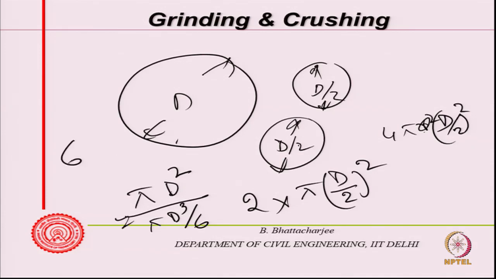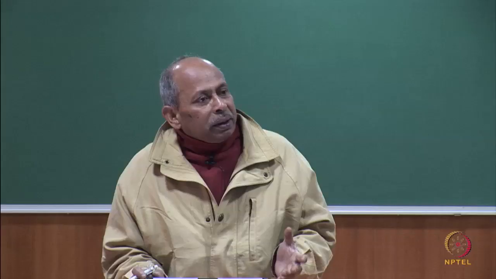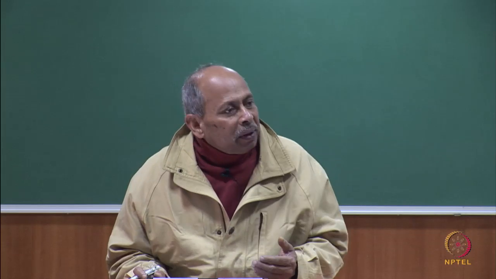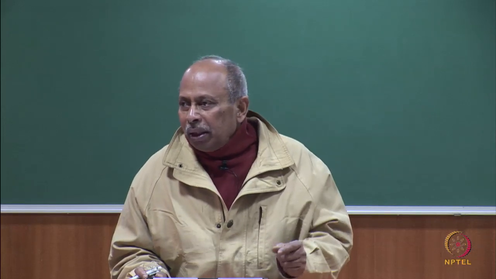So in this case it is 6 by d. If I calculate it out, I will get 6 into 2 divided by d by 2, because the diameter of each one is now d by 2. So 6 divided by d by 2, and twice of this, which becomes actually 4 times. So from 6 by d it goes to 4 times 6 by d if I just reduce the size by half. Now, you are creating new surfaces. So the energy associated with it is the surface energy, because you are creating new interfaces, and this comes from the grinding energy that you are providing for grinding, right.